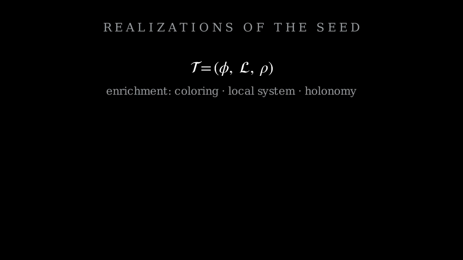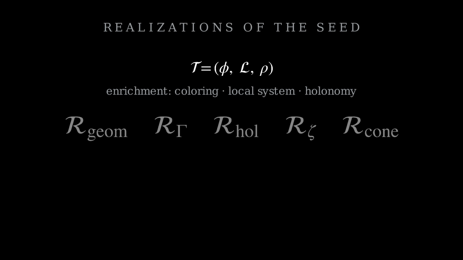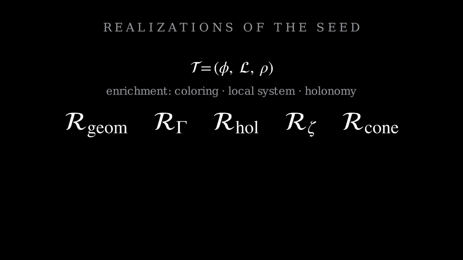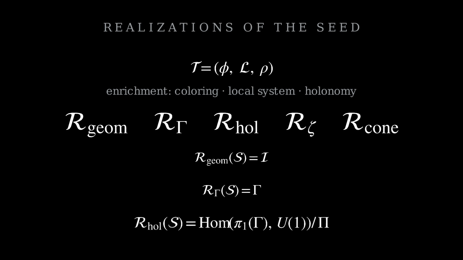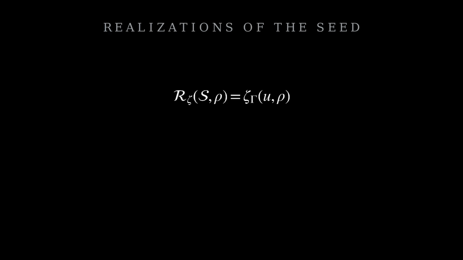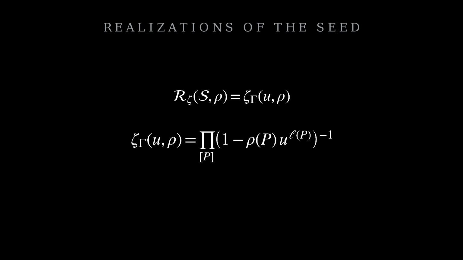So the right language is not symmetry of the interface. It is realization of the seed. Let Seed denote a category whose objects are these triples, possibly enriched by a coloring of Gamma, a local system, and a holonomy representation. Several realization functors then send the same seed into different worlds. The geometric realization remembers the interface. The Gamma realization remembers the skeletal degeneration locus. The holonomy realization remembers flat line bundles, homomorphisms from the fundamental group of Gamma into U(1), modulo the symmetry data, and the zeta realization sends holonomy data to a twisted Ihara-type zeta function, a product over primitive closed paths in Gamma.